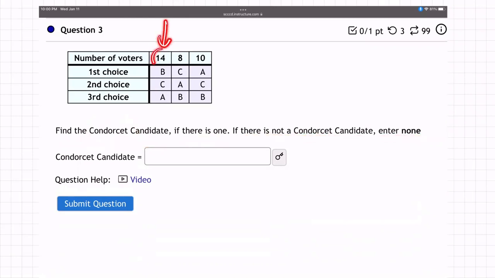Well, first off, 14 people voted BCA. They're like B best, followed by C, followed by A. 8 people like CAB. They're like C best, followed by A, followed by B. And 10 people like A best, followed by C, followed by B.